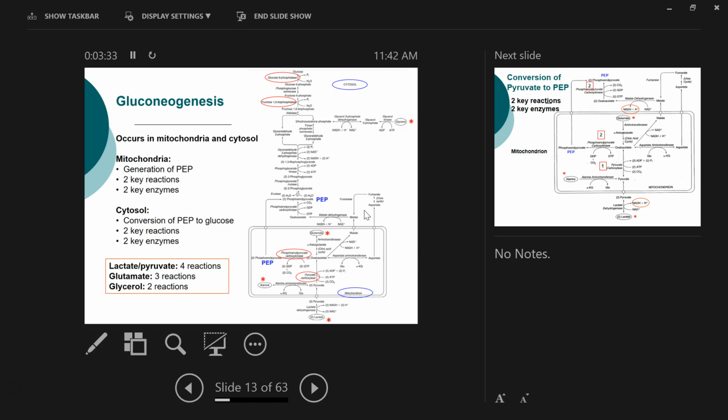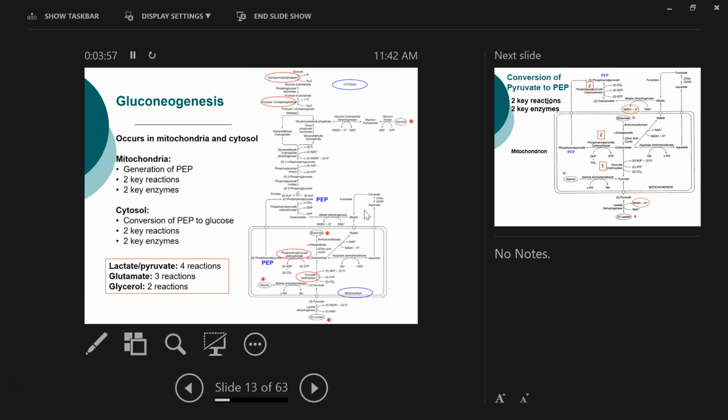And if glutamate is the precursor, it actually only involves three reactions, one in the mitochondria and the other two in the cytosol. And if we use glycerol as a precursor, it only involves two reactions in the cytosol. It does not involve the mitochondria.